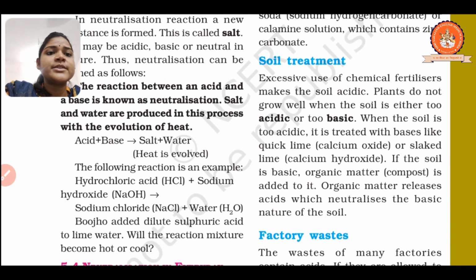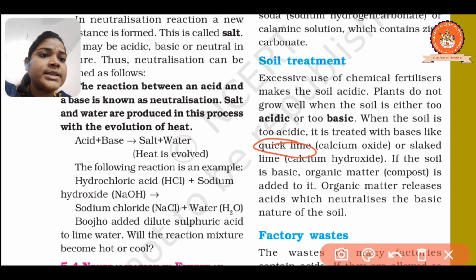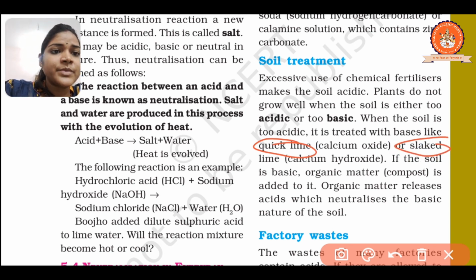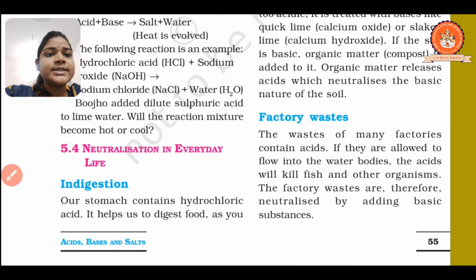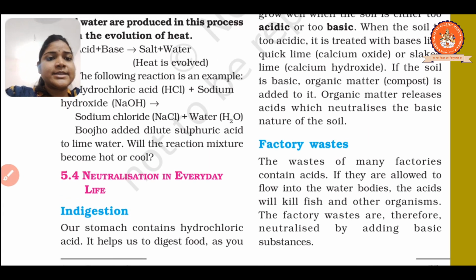When the soil is too acidic, it is treated with bases like quicklime or slaked lime. If the soil is basic, then organic matter such as compost is added. Organic matter releases acids which neutralize the bases. That way the soil is neutralized.